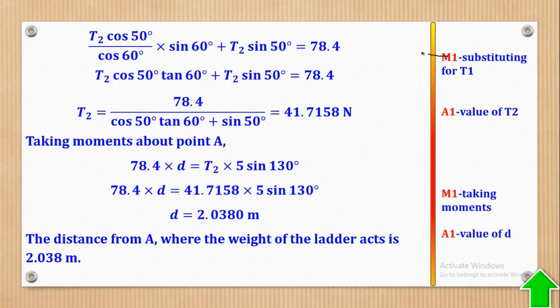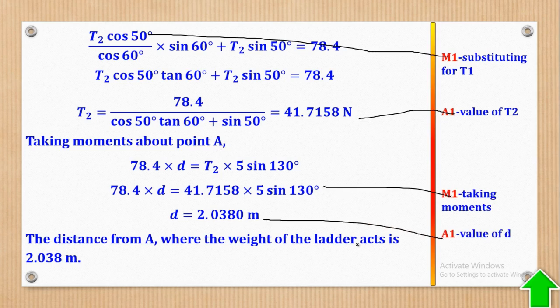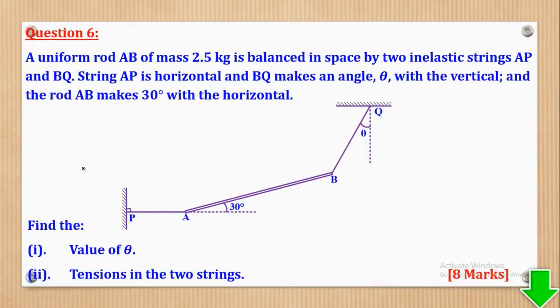So M1 for substituting for T1, A1 for the value of T2, M1 for taking moments, and A1 for the value of D. So that was question 5. Now we shall go to question 6.